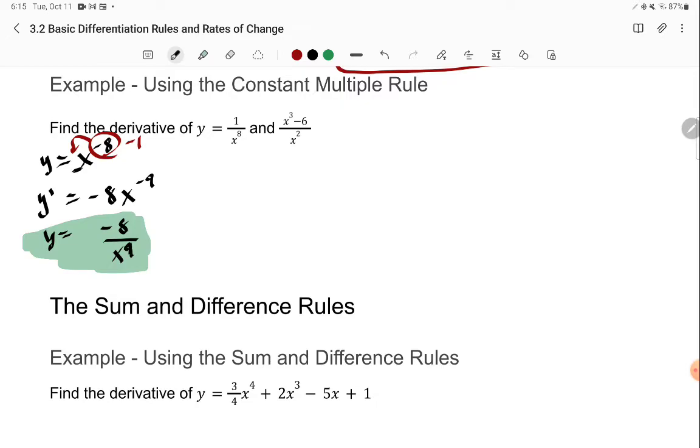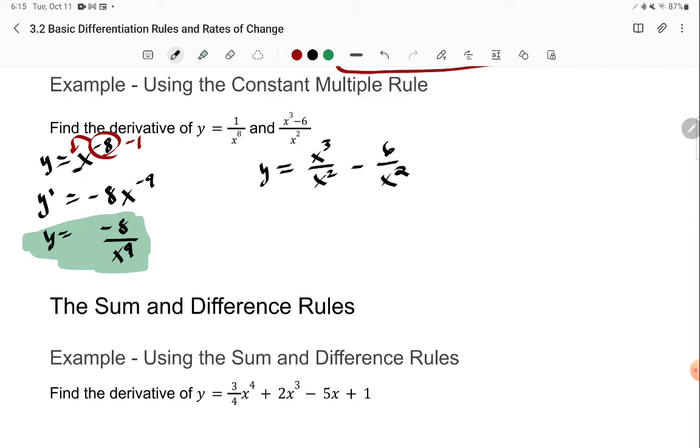All right, now on this next one, when you have this function, I'm going to break this up. So right now we don't have any way to find the derivative of this. So you're going to have to break it up into two individual functions that we can differentiate using the power rule. So it'll be x to the third over x squared minus 6 over x squared.